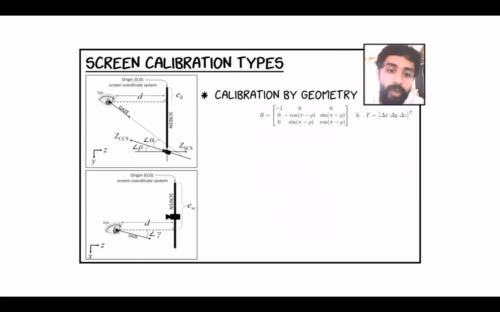The first one is calibration by geometry. This essentially involves estimating the rotation and translation matrices to figure out the transformation between the camera coordinate system and the screen coordinate system. The figures on the left demonstrate the camera and screen coordinate system links in this scenario. Calibration by geometry essentially imparts the maximum amount of prior knowledge into the calibration method because we give it all the relationships that we know of, all the geometric relationships that we know of.